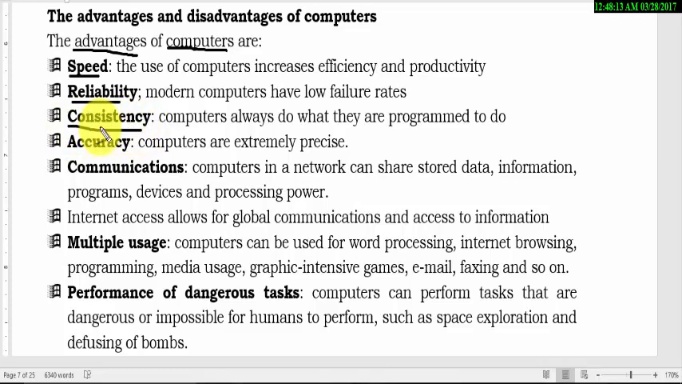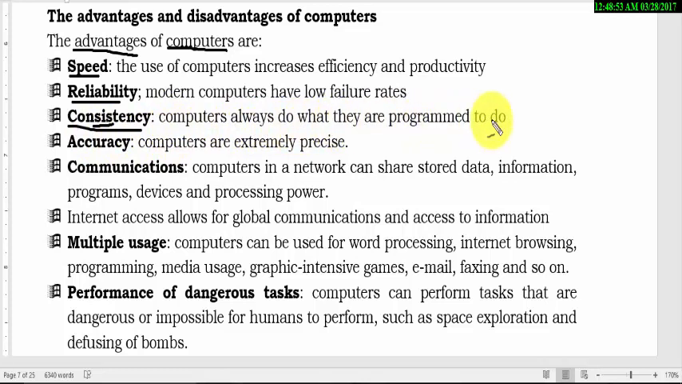Consistency means that, for example, like you students, when you are coming to school, today you come, tomorrow you come, the other day you say no, I'm tired, you don't come to school. That is what we call lack of consistency. A computer, if today you use it, after some hours you switch it off, then you switch it on again, it will still start and do the same operations so well. It doesn't say I'm resting, or today I'm tired, I don't want to work. So it is consistent. Computers always do what they are programmed to do.